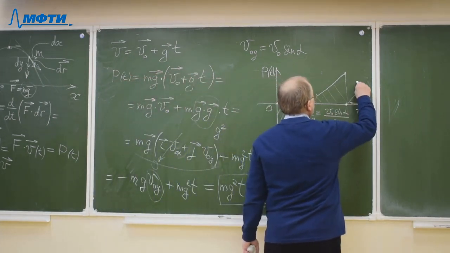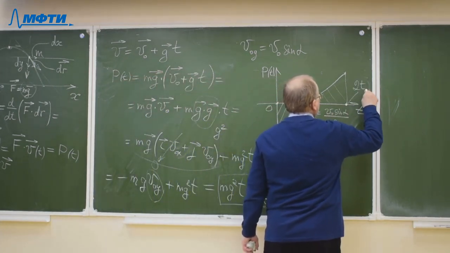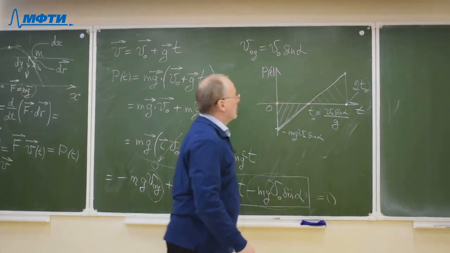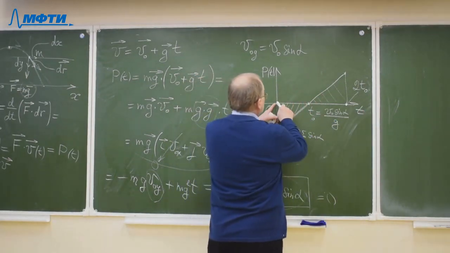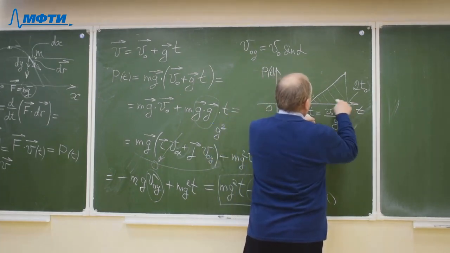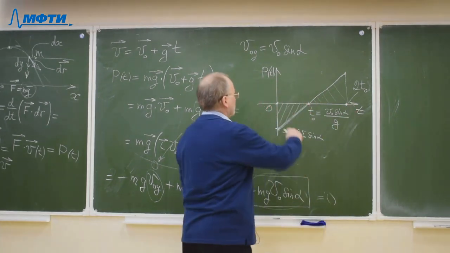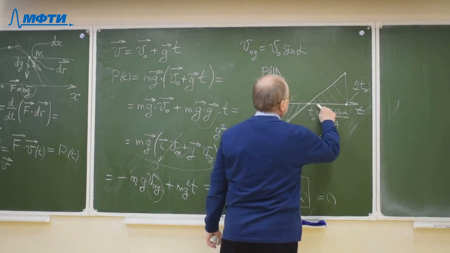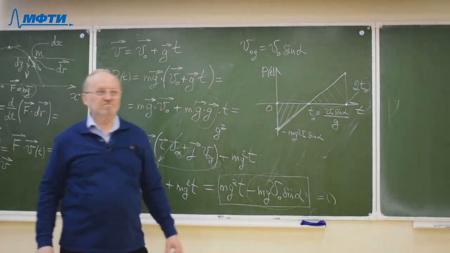At this moment in time, which is 2t0, it will take the same time for the body to reach the upper point and to go from the upper point down to the ground. So this time interval equals this time interval.